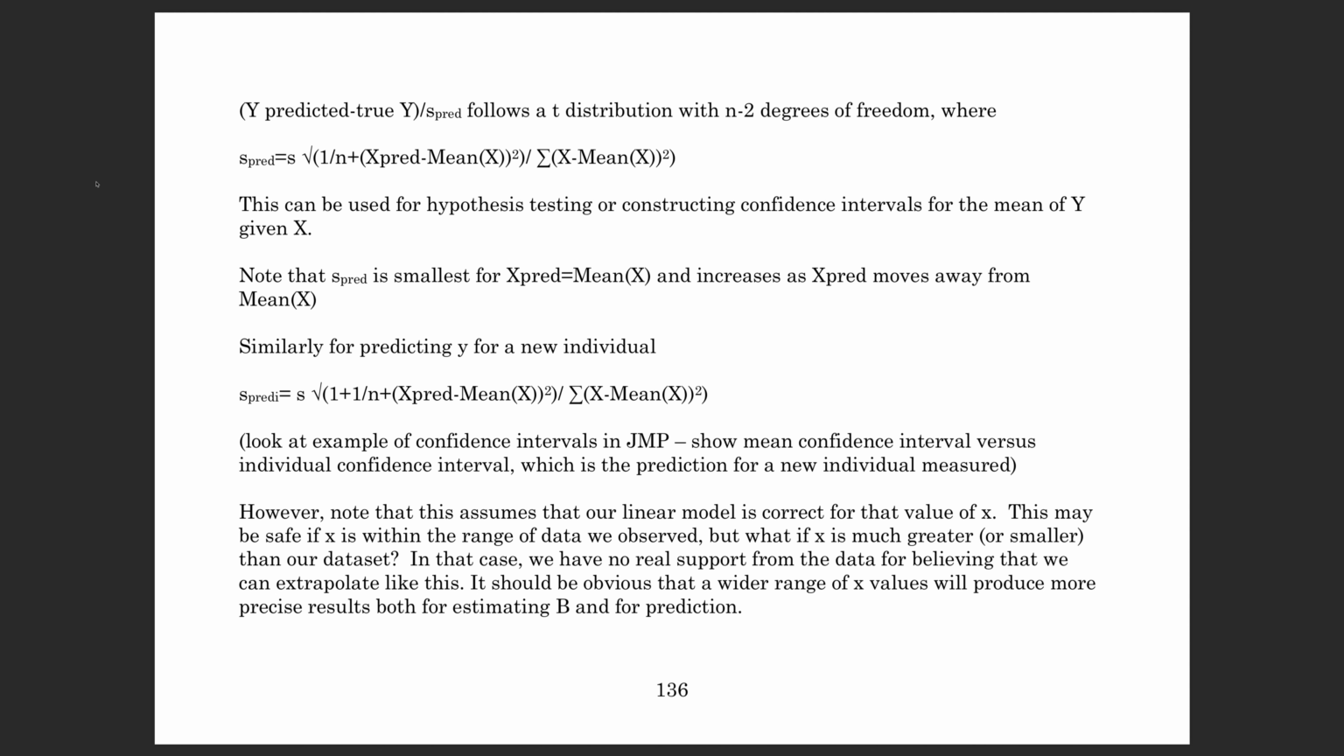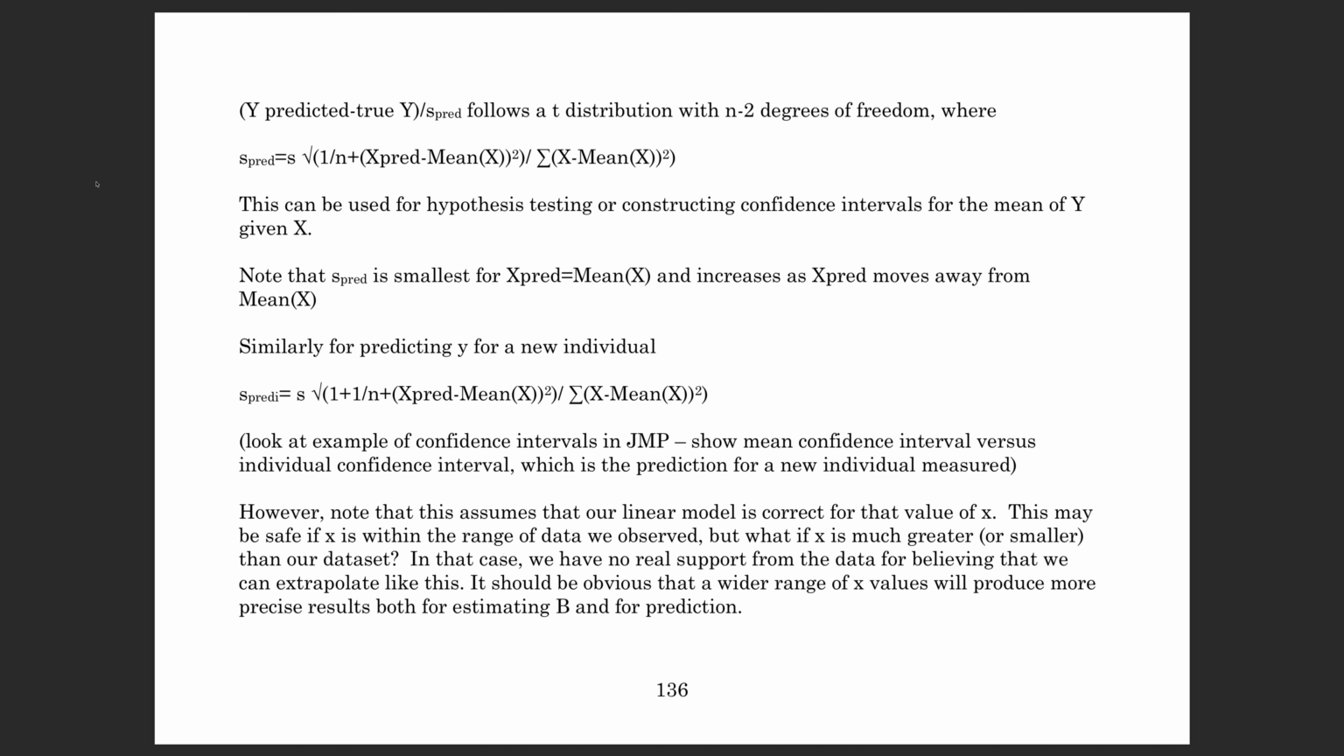You'll see there are two parts to this. There's a 1 over n term, so that's the part that decreases as the sample size goes up. And there's another part, which is the squared deviation of our predicted x from the mean of x, scaled by the sum of the squared deviations of x from the mean of x. So if our x predictor is close to the mean, that second term disappears. If our x predictor is very different from the mean of x, we get a much bigger term in here, increasing our prediction error. So our prediction error is smallest for the mean of x and increases as the predicted x goes further away from the mean of x.